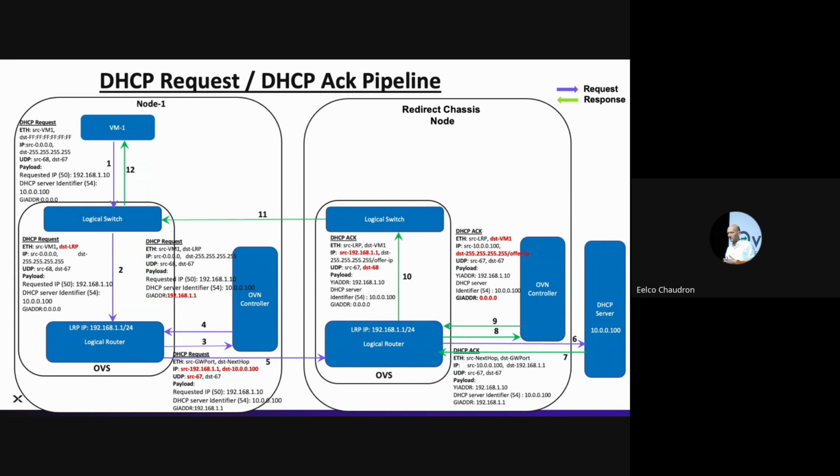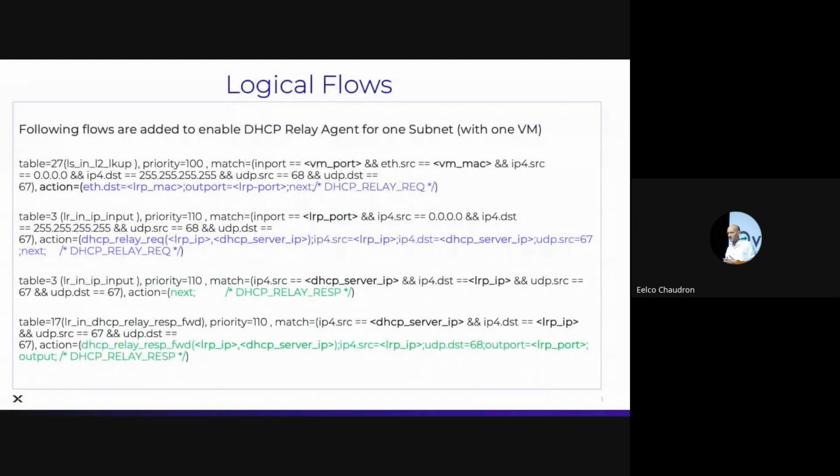So this is how the request and ACK flow happens, and after this the IP address assignment process is completed, and any future IP address renew or release messages are directly exchanged from the VM to the DHCP server. The logical router does not intercept those packets. This slide captures all the logical flows that are created when the DHCP Relay Agent functionality is enabled for one subnet that has one VM port connected.